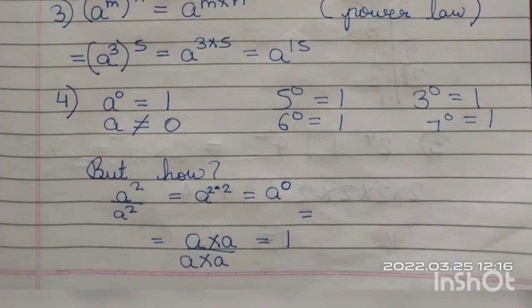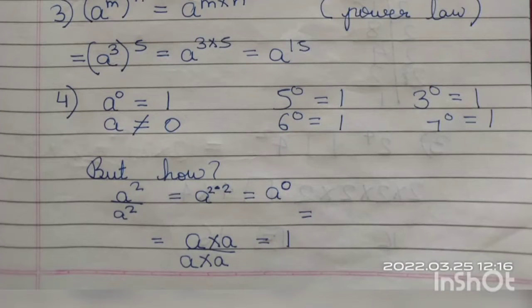Law 1, law 2. In law 1 we learned the product law, so we can also do it by a different method. 2 to the power 3 into 2 to the power 5 is easy. We will find out what is 2 to the power 3 and what is 2 to the power 5. That will give the same result. But when they are big numbers, like 16 to the power 40 multiplied by 16 to the power 30, it will be very difficult to find out what is 16 to the power 40, then what is 16 to the power 30. So for that we have to learn the laws.